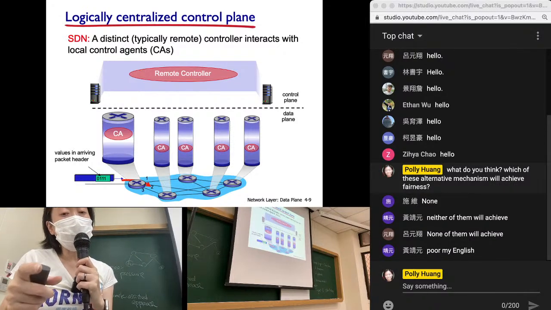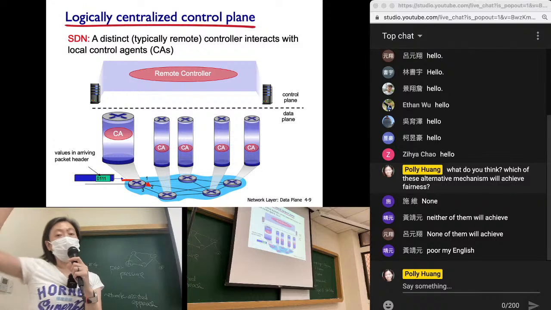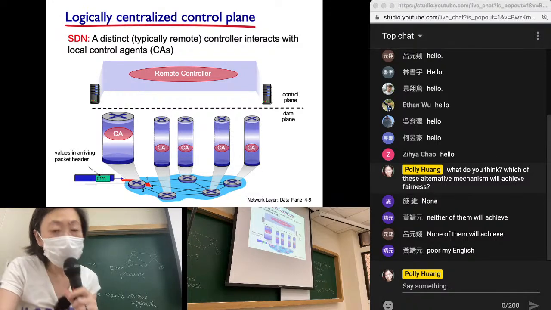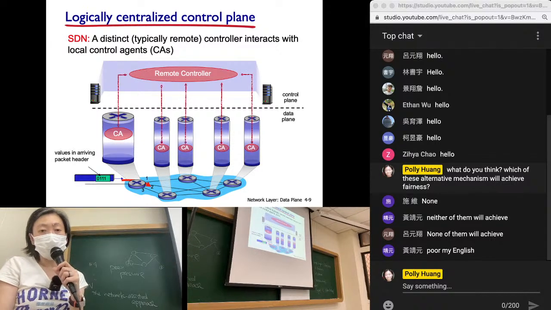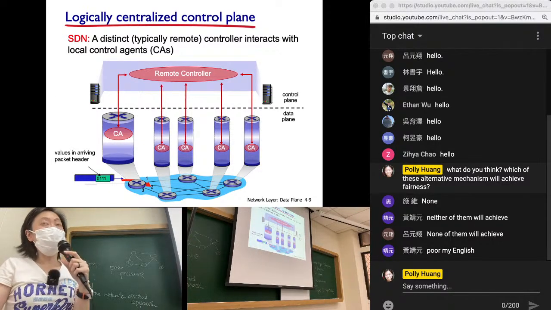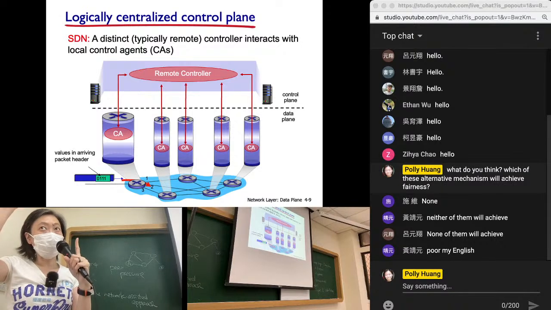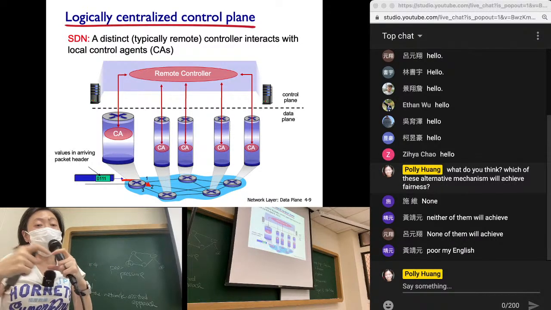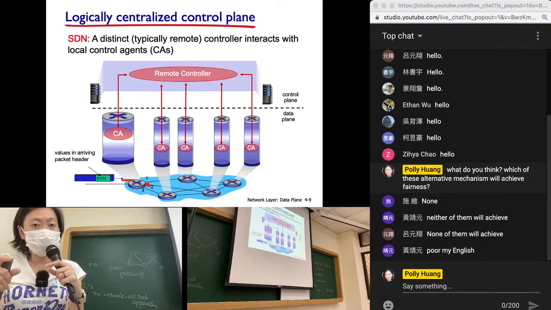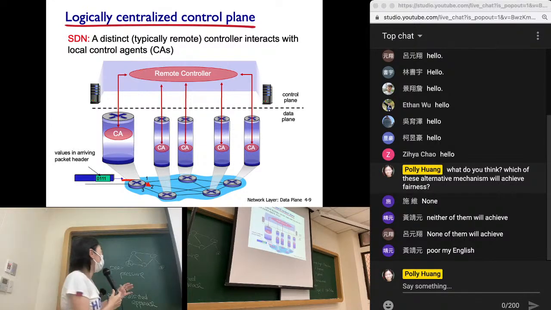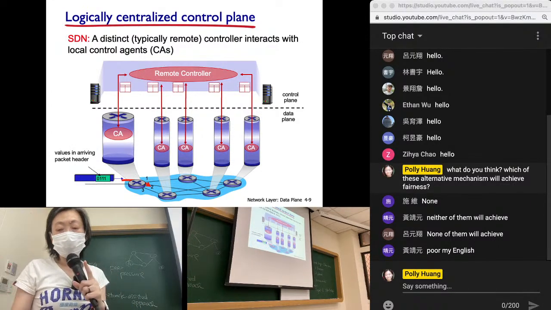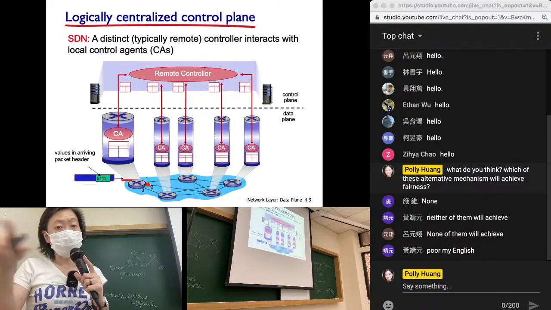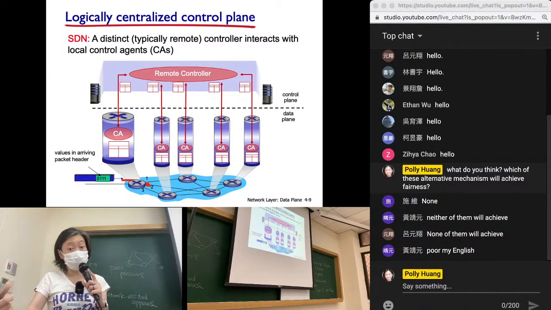So communication happens between the remote controller in the control plane server and the CAs, the control agents, in the routers. So CAs in the routers tell the remote controller the connectivities of themselves to the neighboring routers. And the remote controller will generate the graph according to these reports and then compute routes. As a result, the routes are installed back to the data plane. That's how the local routers can still perform the forwarding function.